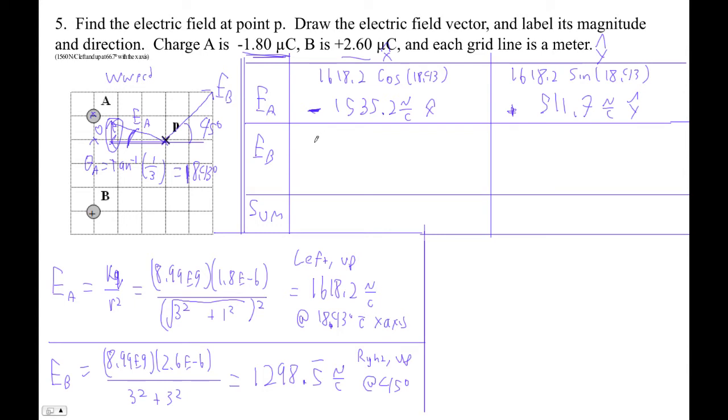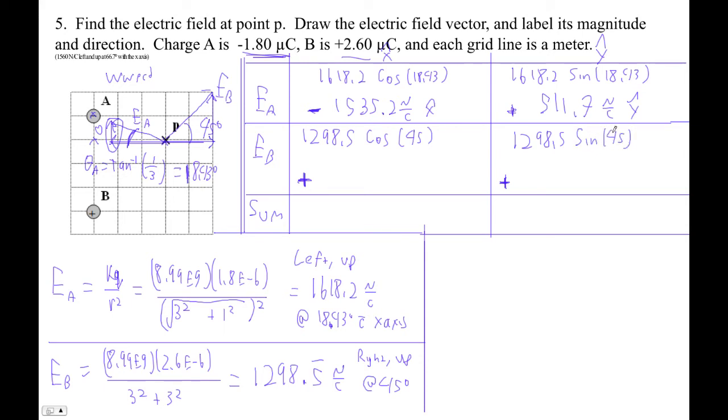Okay, so B. Let's draw these components. It's to the right, and then it's up. To the right and up. So our x component will be positive. I'm positive about it. The y component will be positive. So this is 1298.5 times cos of 45. And this will be 1298.5, technically speaking, sine of 45, right?